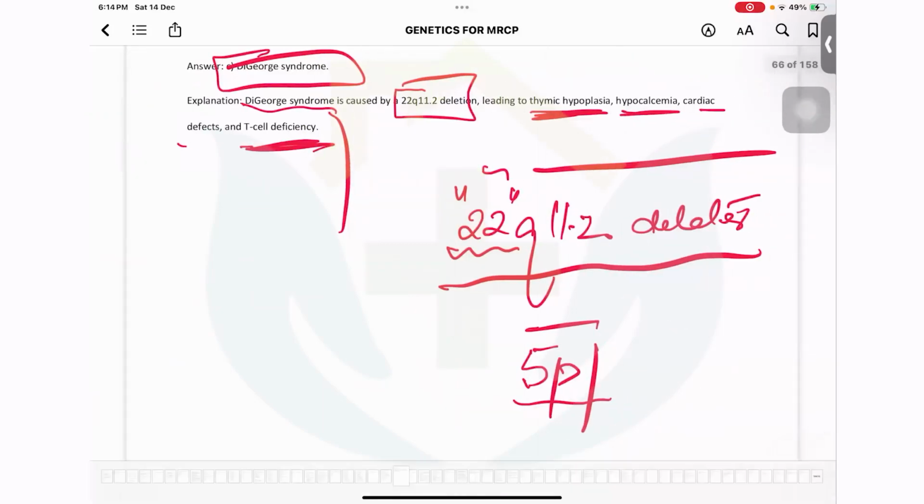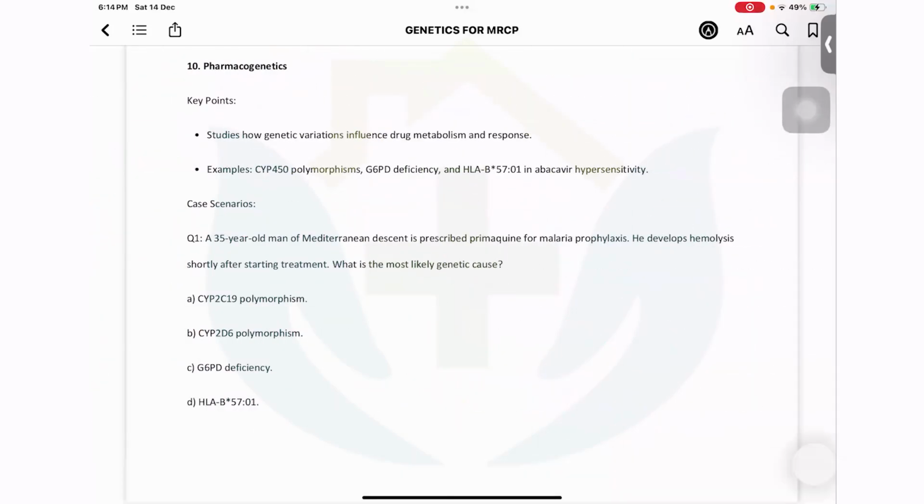Sir. Okay. Sir. Yes. Also, one more time, DiGeorge syndrome. Say again. DiGeorge syndrome. Yeah, you want to know about it?